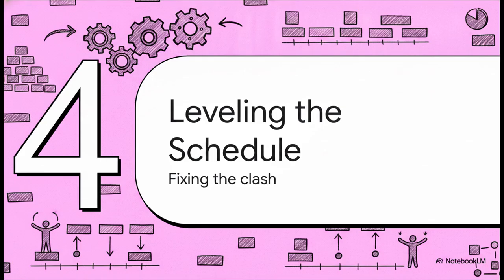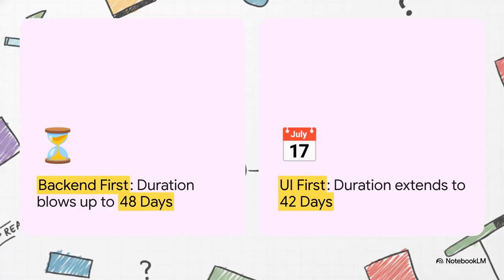Section 4. Leveling the project schedule. Well, since we can't clone our developer, we have to fix this clash. And we do this through a process called resource leveling, which basically forces these overlapping tasks into a strict, workable sequence. Because Dave can only do one thing at a time, we really have to weigh the trade-offs of the 2 feasible realities we're left with.